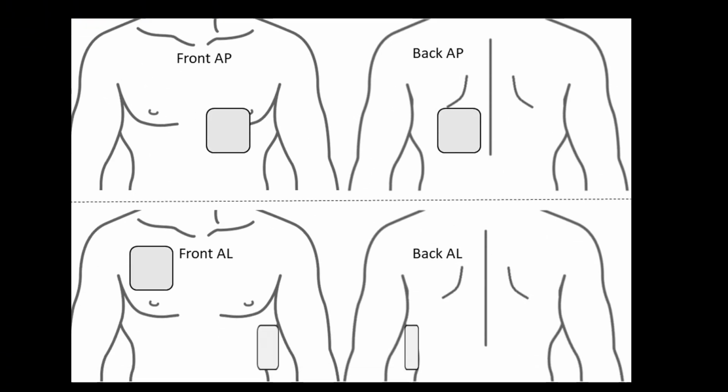The upper part of the photo shows the ideal placement, which is anteroposterior: one anteriorly at the apex, and the posterior one between the two scapula posteriorly. The second part in the photo shows one at the right parasternal V1, and the second at V5, at the site of the V5 electrode.